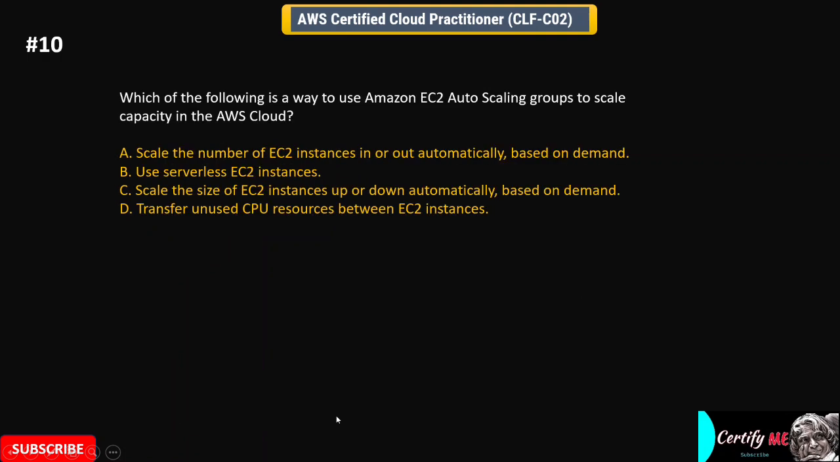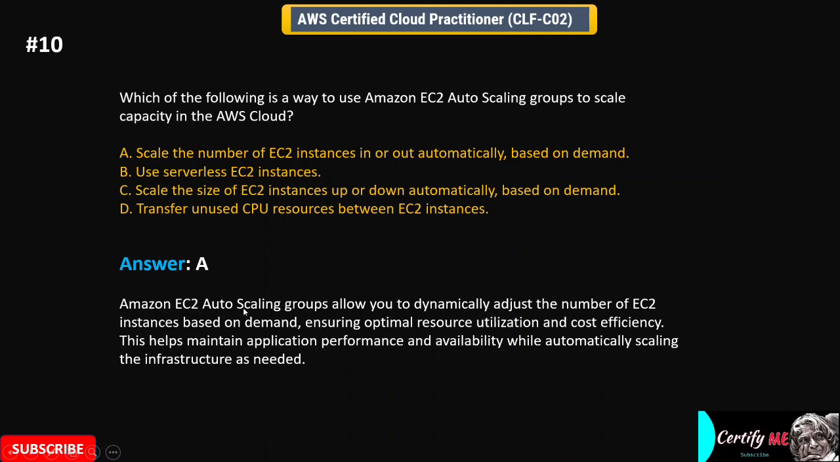Next question. Which of the following is a way to use Amazon EC2 Auto Scaling groups to scale capacity in the AWS cloud? Option A, scale the number of EC2 instances in or out automatically based on demand. Option B, use serverless EC2 instances. Option C, scale the size of EC2 instances up or down automatically based on demand. Option D, transfer unused CPU resources between EC2 instances. The correct answer is option A.